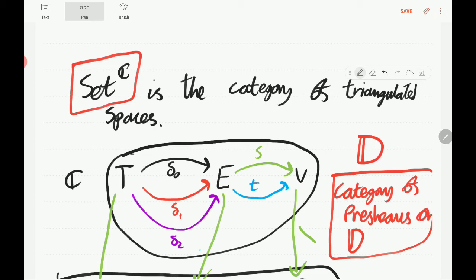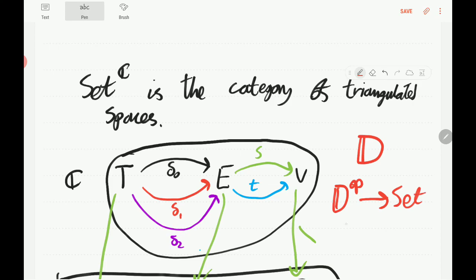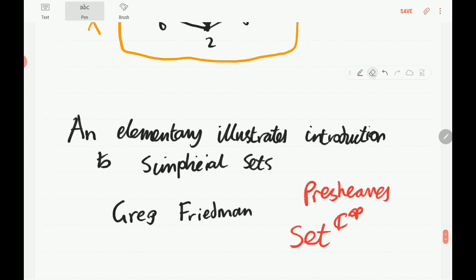Because what is a pre-sheaf on D? Well, it's just a contravariant functor from D to set. Or if you like, it's a covariant functor from D op to set. What's D op? Well, if D is the opposite category to C, then D op is C, and so it would be an object of set to the power of C. So basically, by reversing directions of arrows, you can make this connection with pre-sheaves.